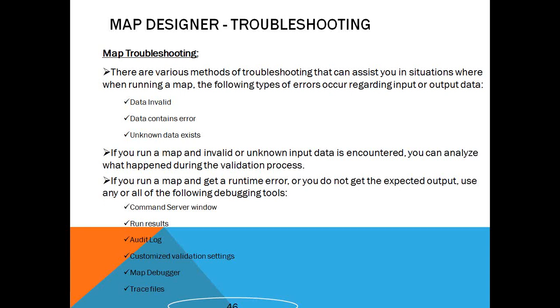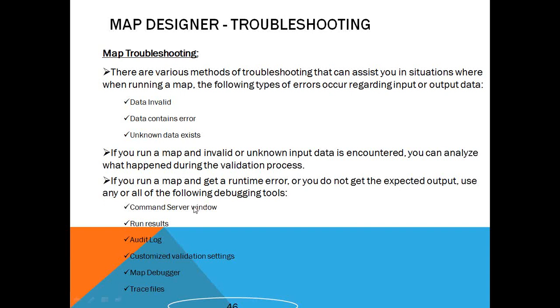Then, if you run a map and invalid or unknown input data is entered, you can analyze what happened during the validation process. That means by creating that case, you can find out what the problem is. If you run a map and get a runtime error or you don't get the expected output, use any of the following for debugging. Suppose your map gets completed successfully, but you are not receiving the expected output. By using these things, you can debug it.